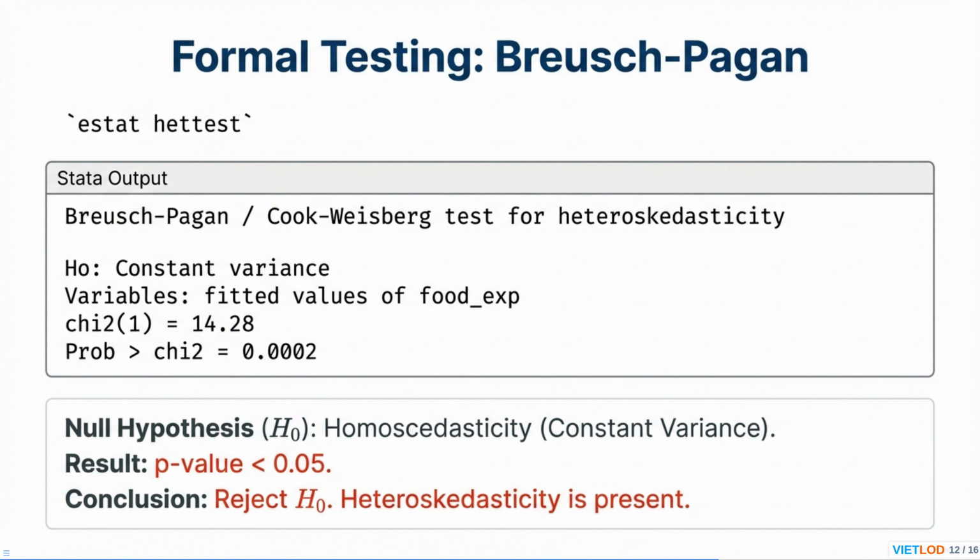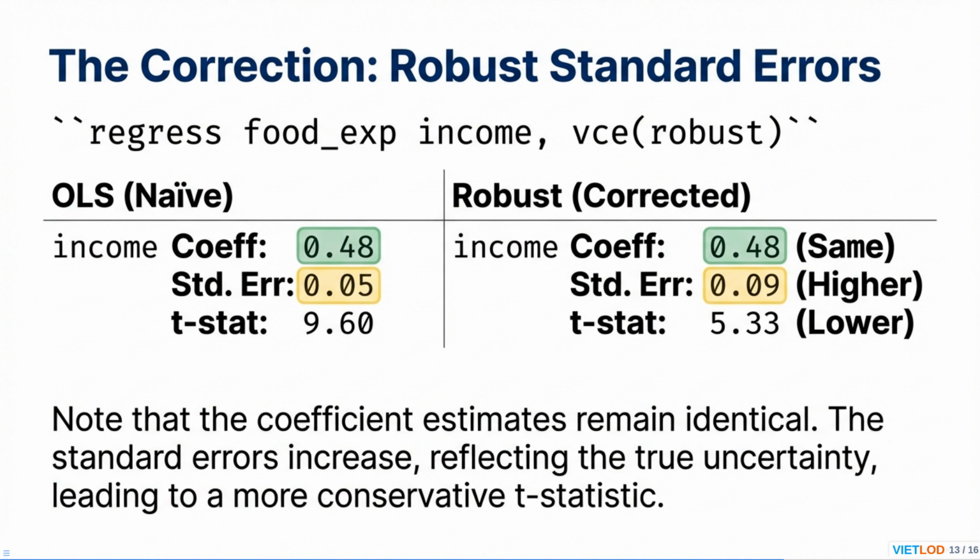To move beyond visual inspection, we use the Breusch-Pagan test, executed in Stata with the command estat hettest. The null hypothesis, or H0, for this test is homoskedasticity, or constant variance. In our output, the chi-squared statistic is 14.28, which yields a p-value of 0.0002. Since this p-value is significantly less than our alpha of 0.05, we must reject the null hypothesis. This provides formal statistical evidence that heteroskedasticity is present in our model for food expenditure.